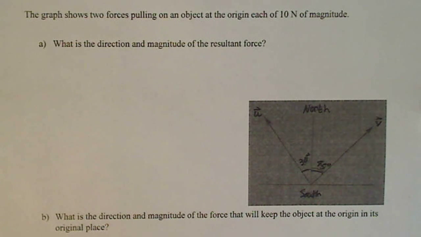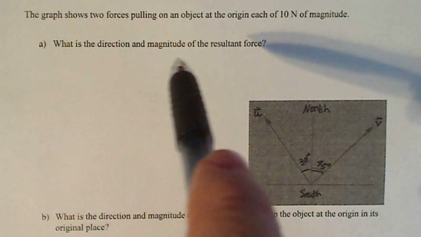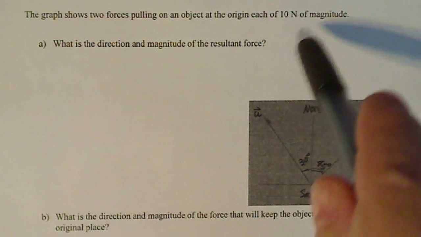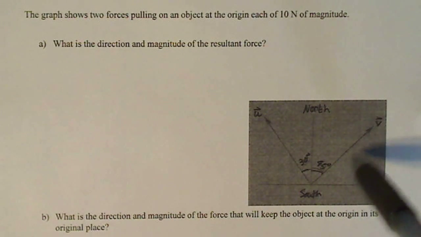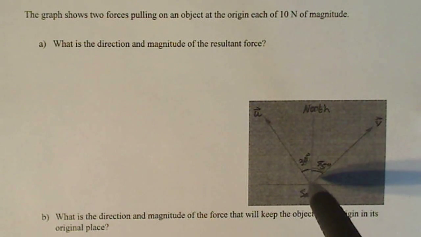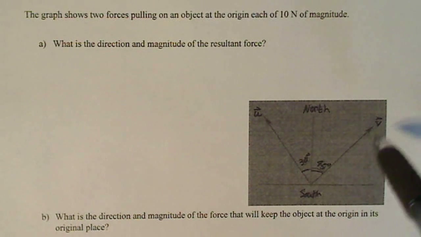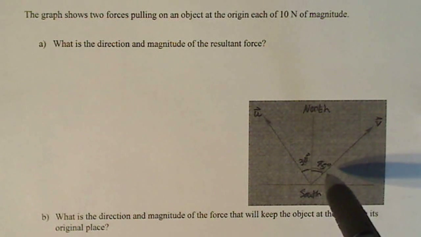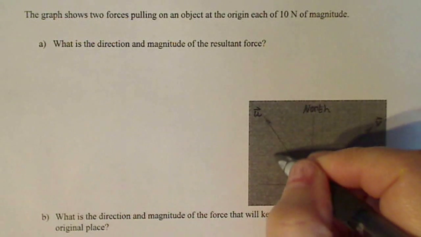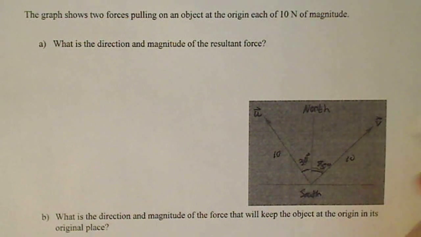We review vectors in Calculus 3, and this is another problem that shows up in that class. It says here the graph shows two forces pulling on an object at the origin, each of 10 newtons of magnitude. So I have the vector u pulling at the origin at a 30-degree angle from the vertical, vector v pulling at an angle 45 degrees from the vertical, and each one is length 10. Now, what is the direction and magnitude of the resultant force?